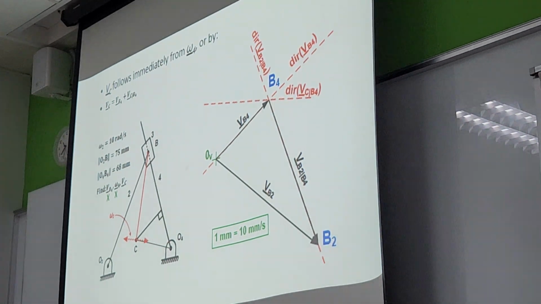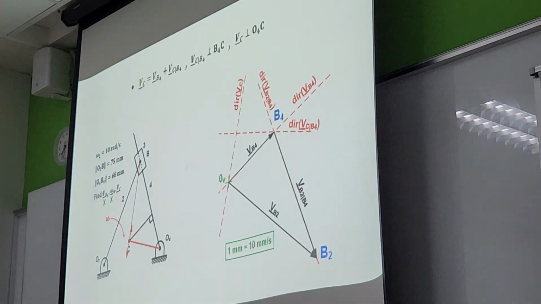Okay. So next we can draw the direction of B to B4. So B to B4 will be again in the direction of the link. B to B4 we have drawn. Now we are drawing the direction of velocity C to O4. So this will be perpendicular to the link C4 as shown in the dotted line here. So you are plotting the direction of C, B4.